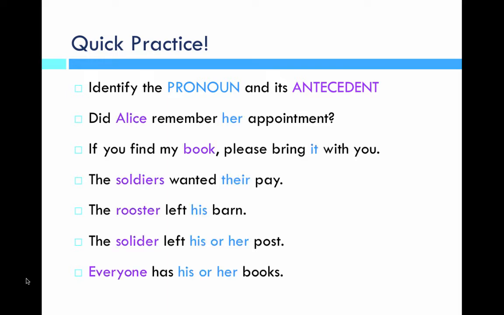Did you get them right? So in the first one, her refers to the antecedent Alice. In the second one, it refers to the antecedent book. There refers to the antecedent soldiers. His refers to the antecedent rooster. His or her refers to the antecedent soldier. And his or her refers to the antecedent everyone.